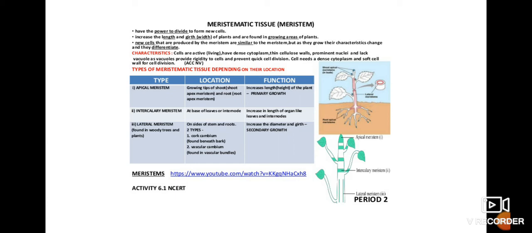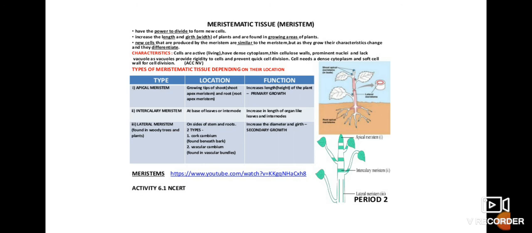The cells found in meristematic tissues are highly active and living in nature. They have dense cytoplasm. Cellulosic cell walls are very thin. There is a prominent nucleus present within them, and they lack a big vacuole. Why is the vacuole absent? Because they utilize most of the energy for the division process. They don't need to store it for the future. Alongside, the cell requires a dense cytoplasm and a soft cell wall for the cell division process.